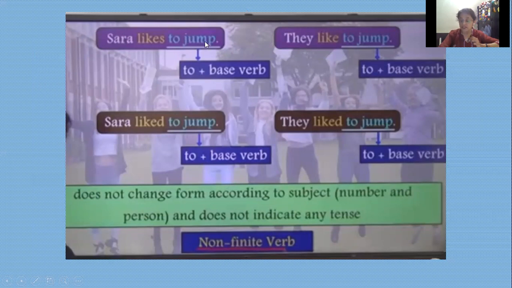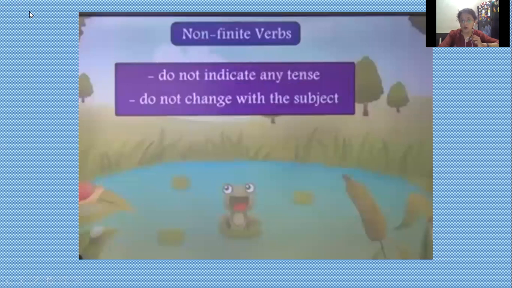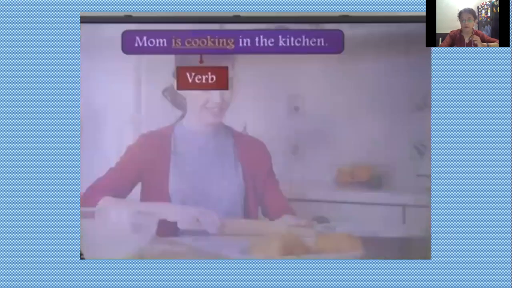So here this jump is not changing. It will always be in the first form of the verb, in its original form. It's not going to change whatever the tense, whatever the number, whatever the subject or person. And it does not indicate any tense. Okay. That type of verb is non-finite. So non-finite verbs do not indicate any tense and do not change with the subject.